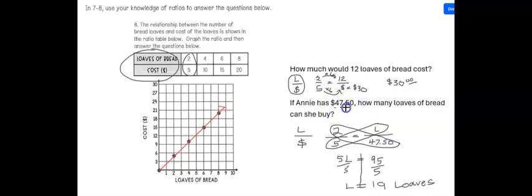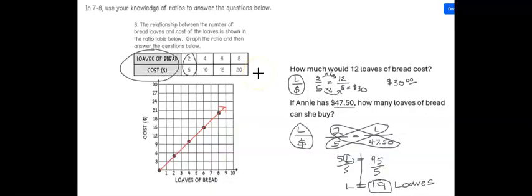My next one, if Annie has $47.50, that's how much money she has. How many loaves can she buy? I set up the same exact start. I used that reduced fraction unit right there. And then I put loaves over 47.50 because I need to find how many loaves would be 47.50. And then I looked at that and went, oh, I'm not sure what to multiply 5 by to get that 47.50 easily. So I'll just do circle, circle. And that led me to 5L equals 95. And to get L by itself, I just divided both sides by 5. And that gave me 19 loaves of bread. So if I had $47.50 to spend, I got 19 loaves of bread.